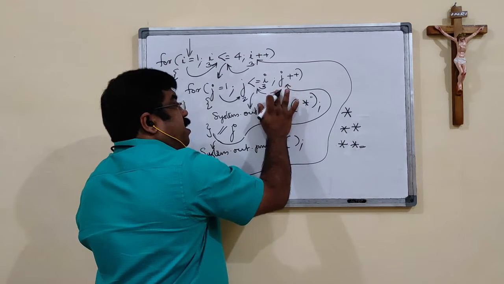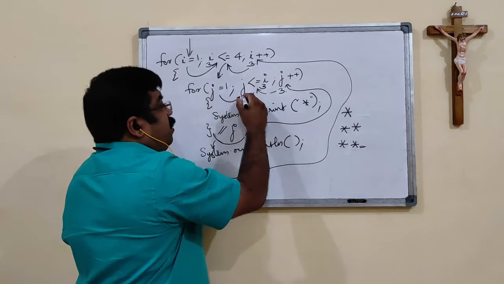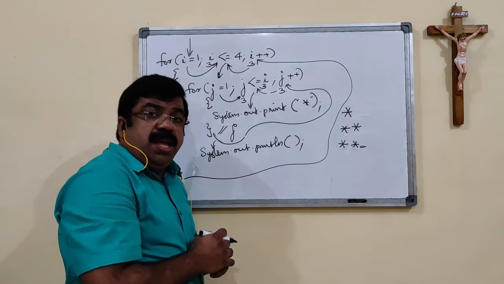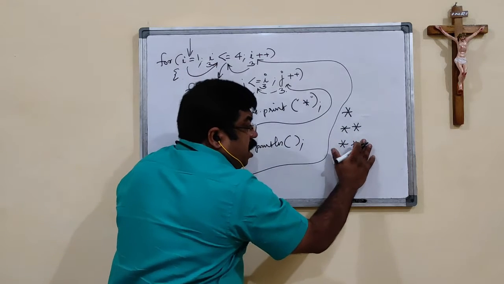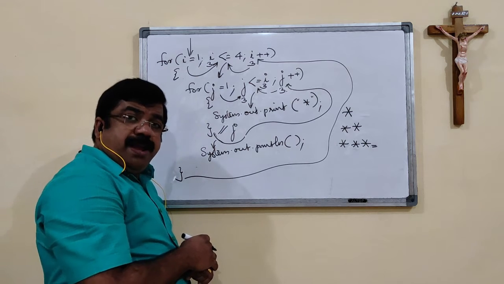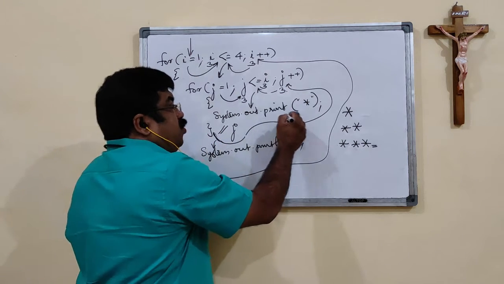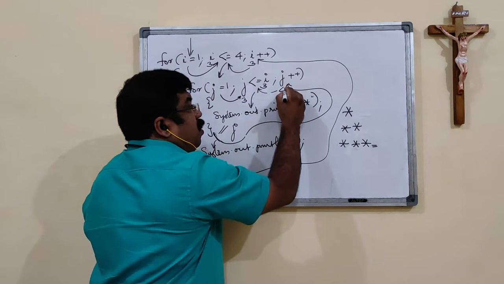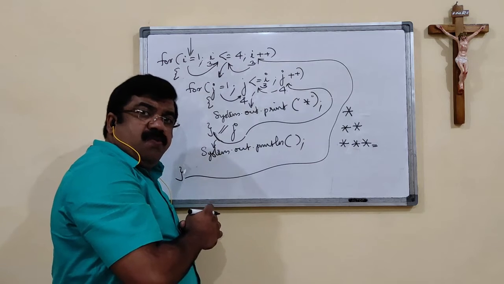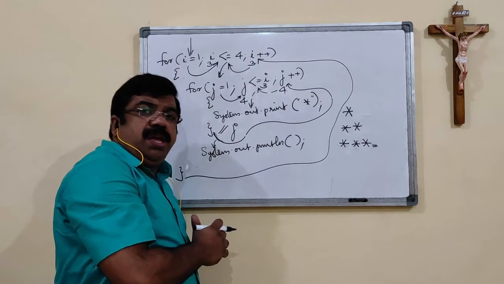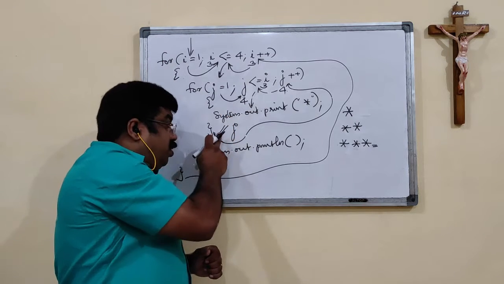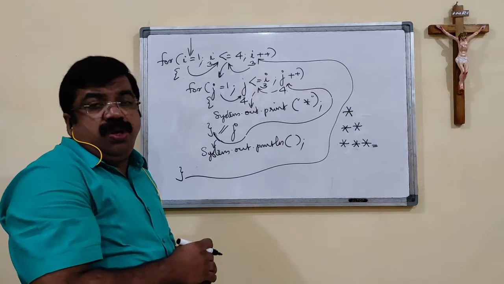Again J is getting updated. J became 3. Checking whether 3 is less than 3. Condition false. 3 is equal to 3. The condition is true. Printing the star at the current cursor position, and the cursor will remain on the same line. Okay, now J is getting updated again. J became 4. Checking the condition. 4 less than 3, false. 4 equal to 3, false. Both the conditions are false. So we will jump out of this J loop, coming to the next line.